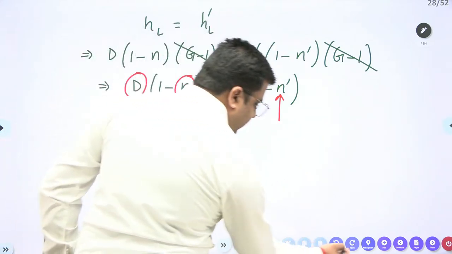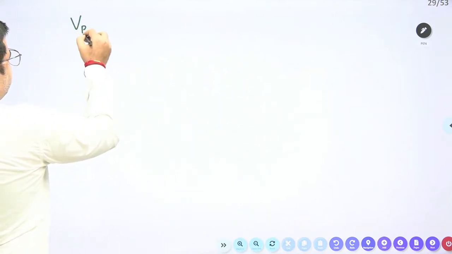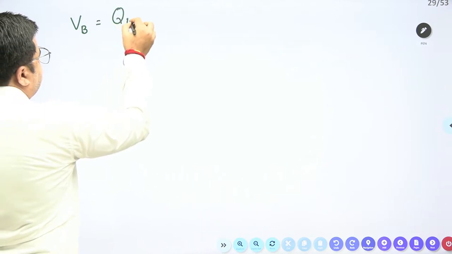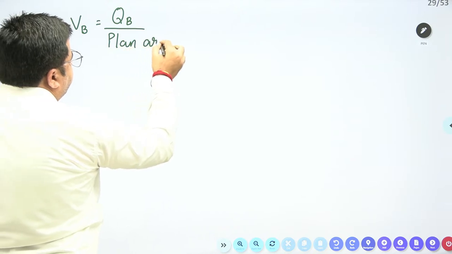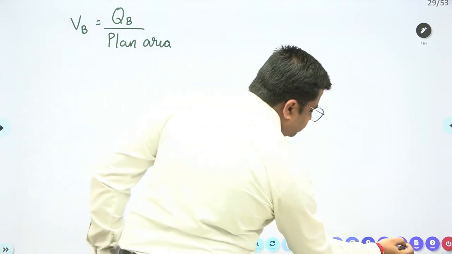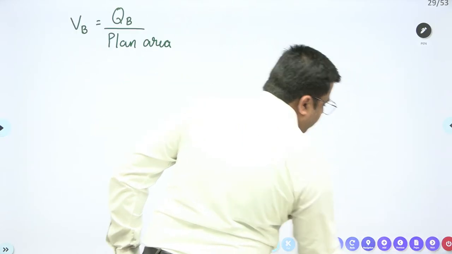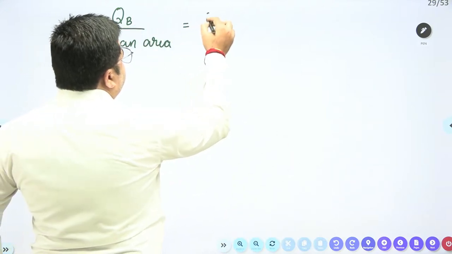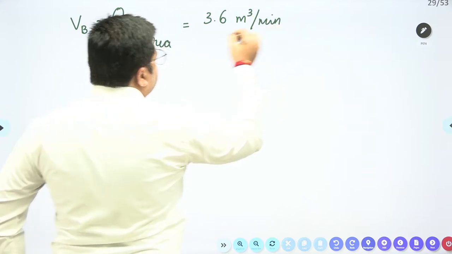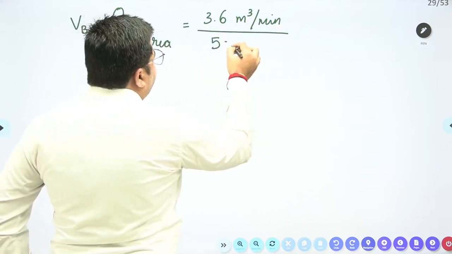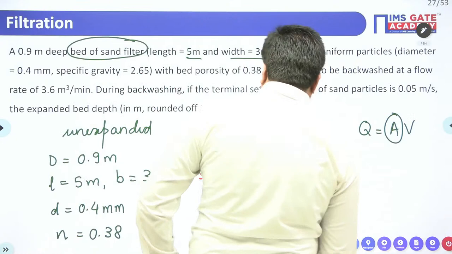So this backwash velocity is nothing but the backwash discharge divided by the plan area. This backwash discharge is given as 3.6 meter cube per minute, and the plan area is 5 into 3. Get me the backwash velocity in meter per minute.